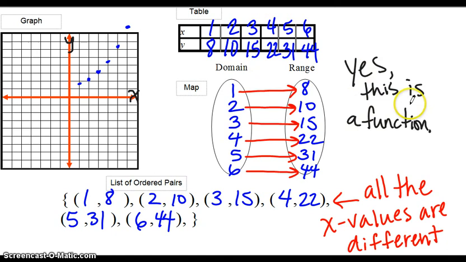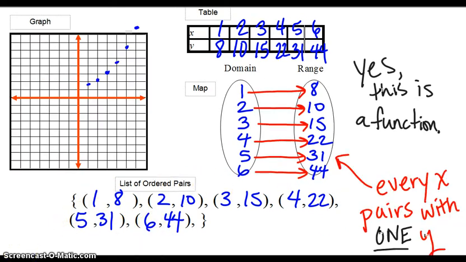This is also a function and is proven because you can see here as well in the list of ordered pairs that every x value is different. 1, 2, 3, 4, 5, 6, all different x values. And yes, this is a function because every x pairs with one y. No x has a second pair.